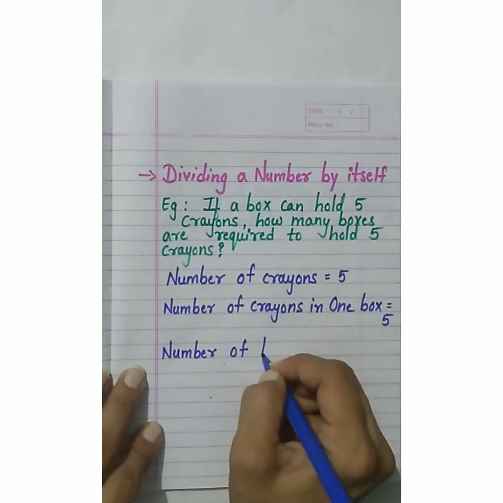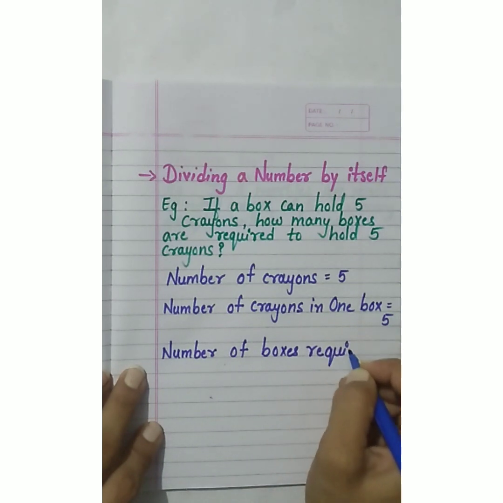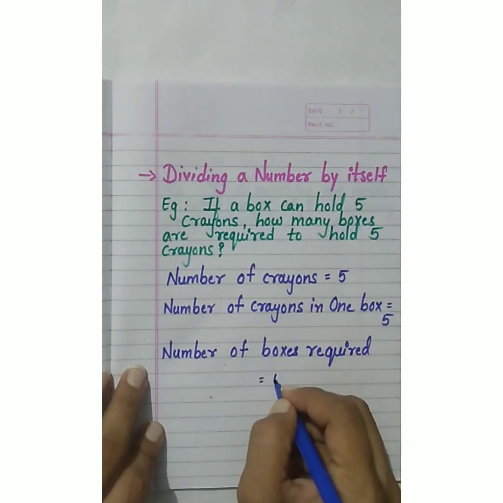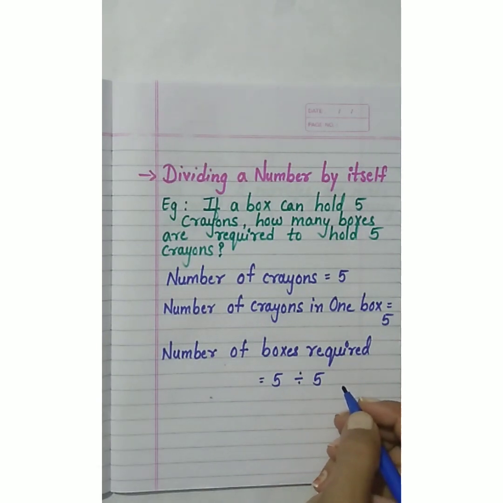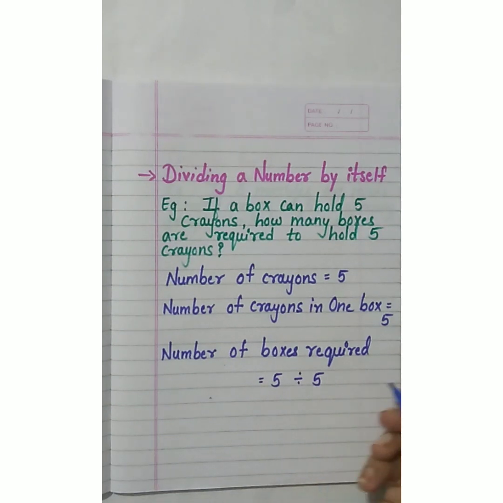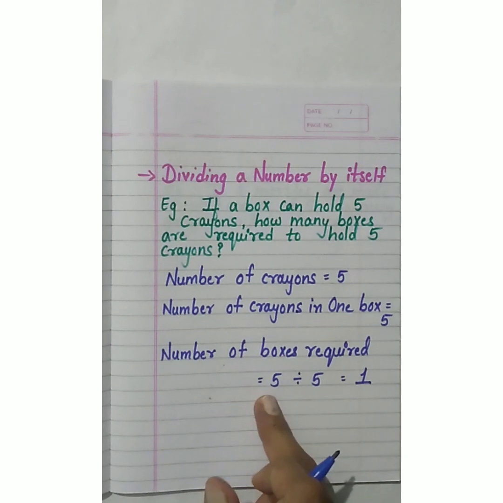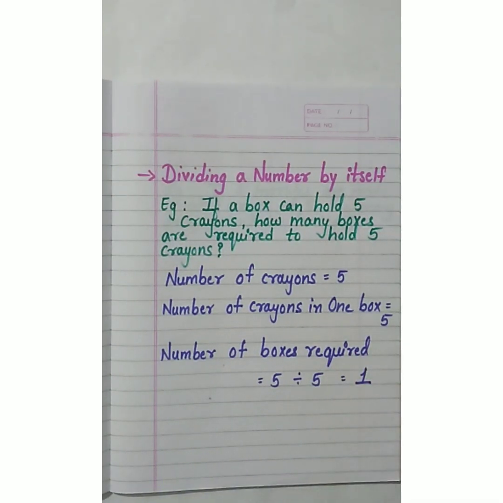Number of boxes required. So, how many boxes will be required? That is 5 divided by 5. Number of crayons? 5. In one box, 5 crayons. So, how many boxes? 5 divided by 5. So, our quotient will be 1. That means, whenever we divide any number by the number itself, the quotient is always 1.